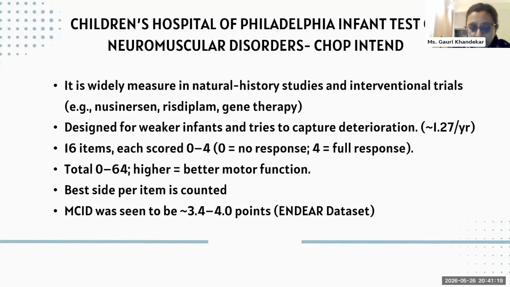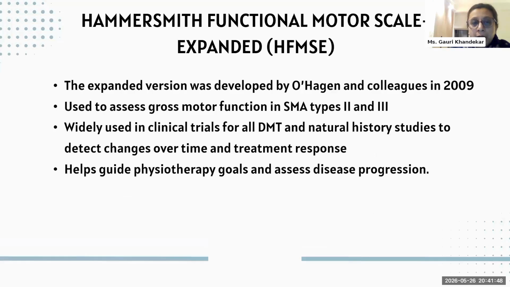There are 16 items and each is scored from 0 to 4. 0 is completely no response and 4 is the maximum response. So obviously, if the score is high, the motor function is better. The best side per item is also counted, like if the child is able to do better with the right hand or right leg. So you can mention that the right side is better than the left side. And the MCID was seen to be around 3.4 to 4 points.